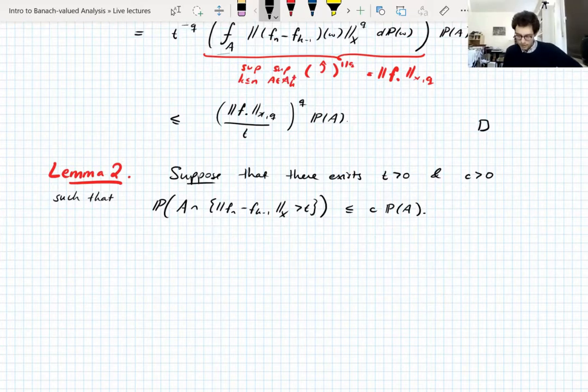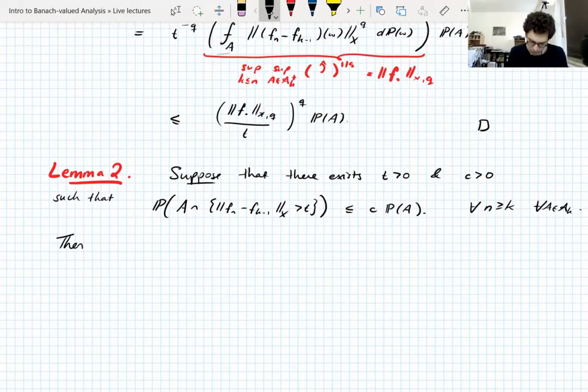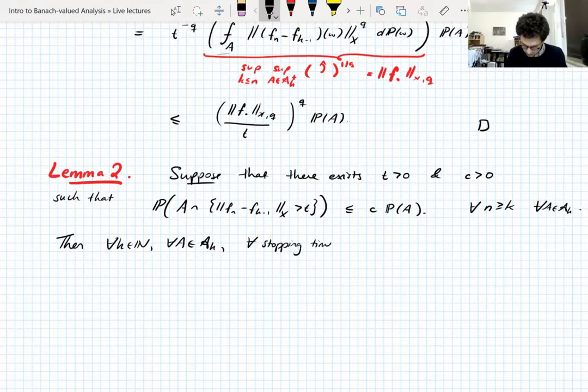Suppose that this holds. Lemma one does say that this holds actually for a certain t, for all t and certain c's depending on t. In lemma two, we suppose that it holds. And we want it for all n greater than or equal to k, because we should think of k as fixed and n as being the thing that's varying. So for all n with this property, for all A in Ak. Then we can sort of bootstrap this to more general stopping times. So for all k, for all A in Ak, and for all stopping times T such that T is greater than or equal to k on A.